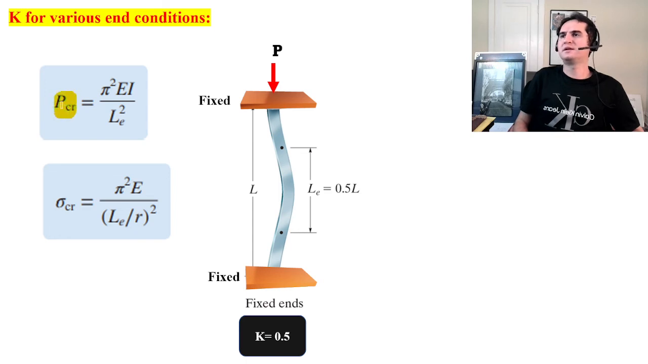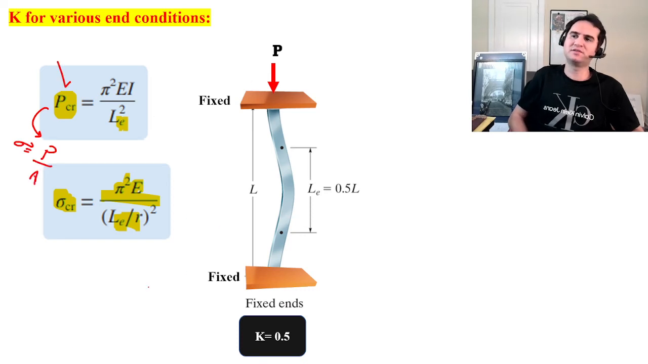Again, we get P critical, the critical force, which is pi squared times EI over L effective squared. And sigma critical is pi squared times E over (L effective over r) squared. This is simply derived from sigma equals P over area. So that was the main equation and that's the derivation of it.